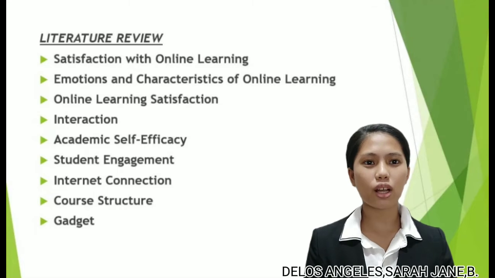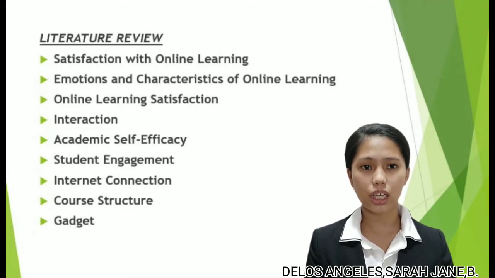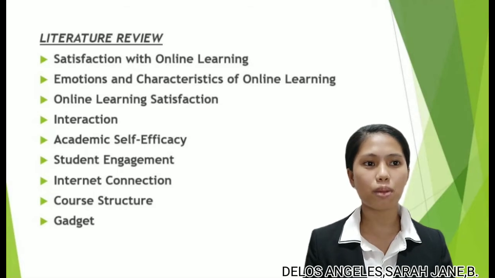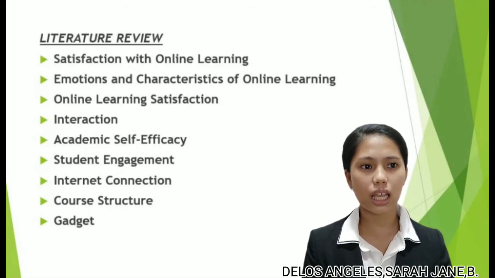So now let's talk about the literature review. So here are the variables that we found out. First is satisfaction with online learning, emotions and characteristics of online learning satisfaction, interaction, academic self-efficacy, student engagement, internet connection, course structure, and gadget.